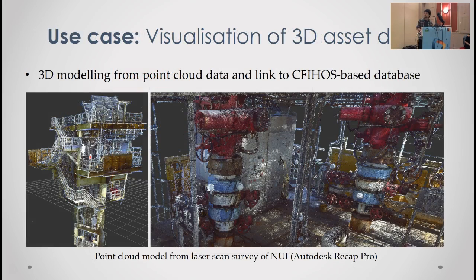Here we have the facility where we performed the laser scanning. It's a normally unmanned installation. It's quite a small facility. However, we needed to do a large number of laser scans for this. And as you can see, we have a quite detailed point cloud. So the model itself is really heavy. It's about 3 gigabytes.